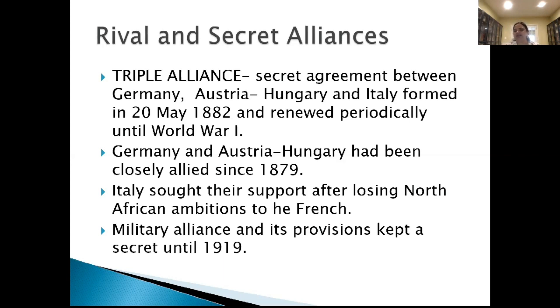First was what is called the Triple Alliance. This was a secret agreement between Germany, Austro-Hungary, and Italy, formed on 20 May 1882, and it was renewed periodically till the First World War. Germany and Austria-Hungary had been closely aligned since 1879. Italy sought their support after losing its North African ambitions to the French. So if you see, they had military provisions that were kept a secret until 1919.